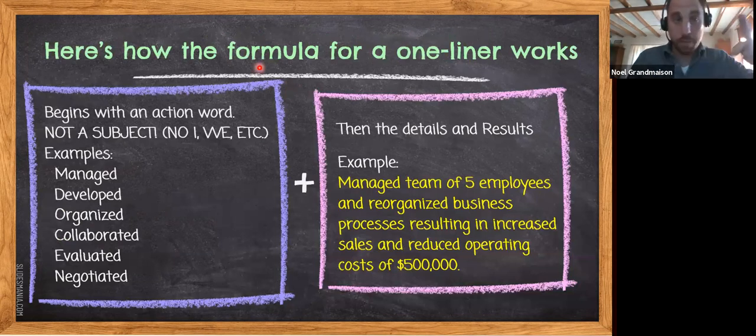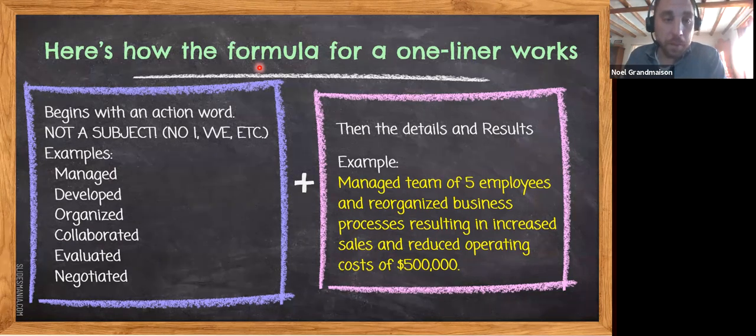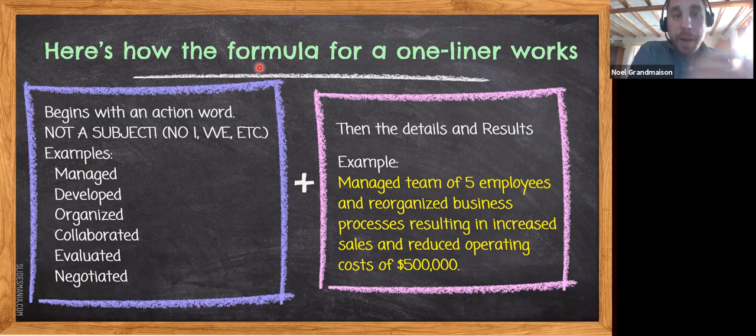We're going to look at it twice, and then we're going to do some practice. It always begins with an action word, a verb. There's no subject. I don't say I. I never say I managed a team of salespeople, or I wrote a magazine article. I start with the verb. So all I say is managed a team of salespeople. Developed a new system of financial reporting. Organized something, right?